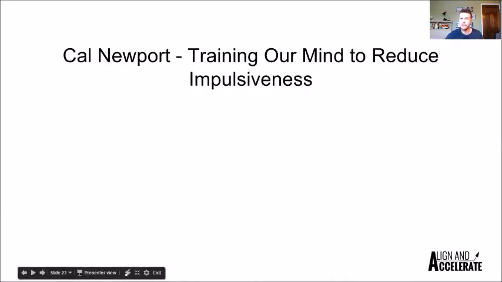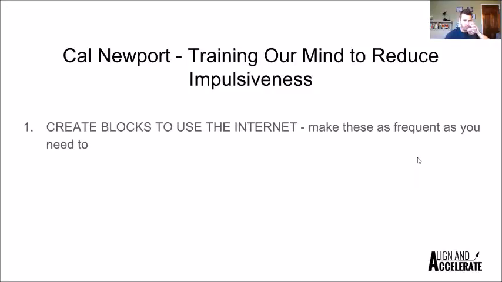So how do we train our mind to reduce impulsiveness? This is from Deep Work. I found this rather fascinating by Cal Newport. So the first thing is we really want to create time blocks to use the internet. So you want to make these as frequent as possible.